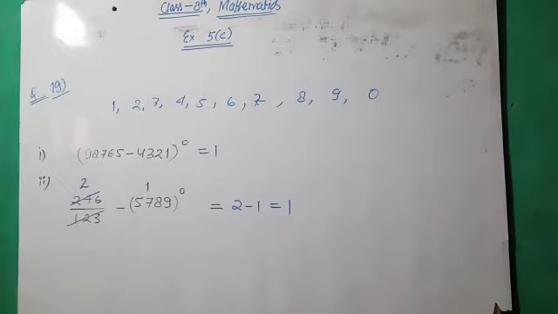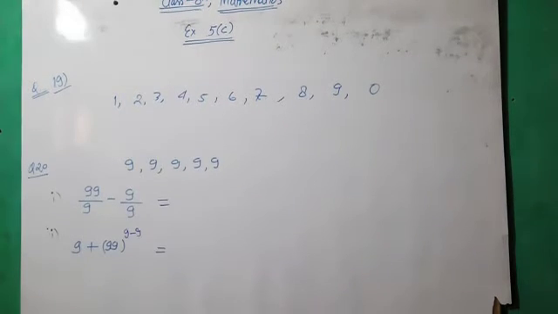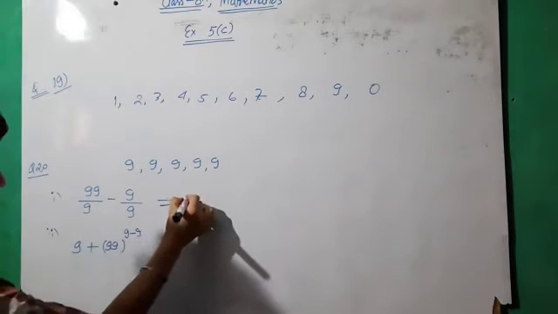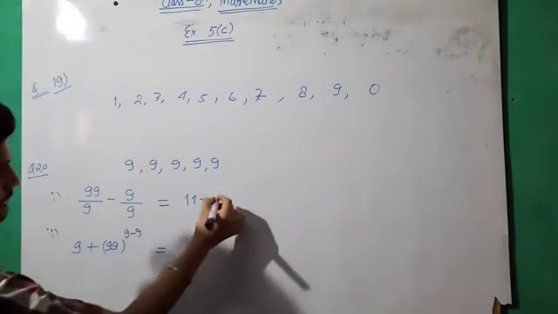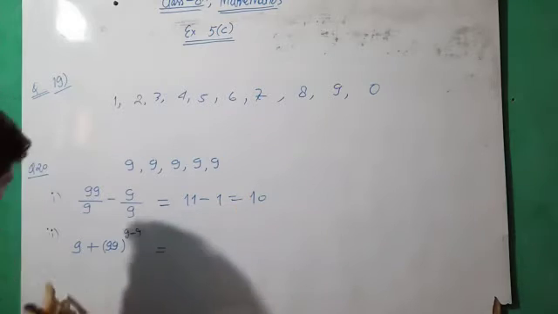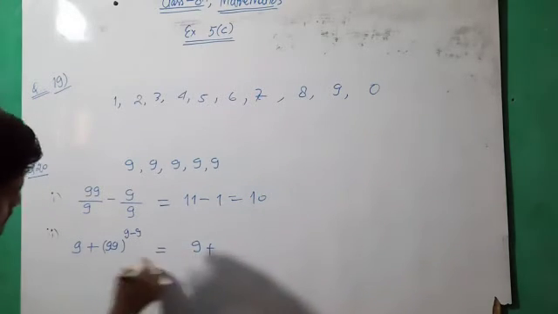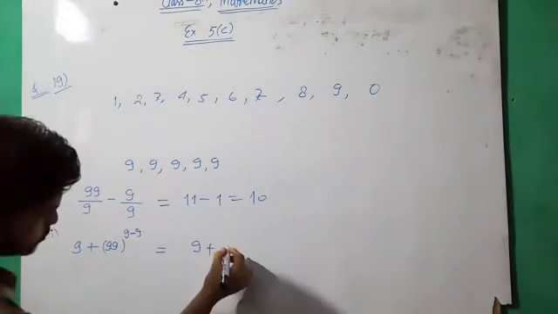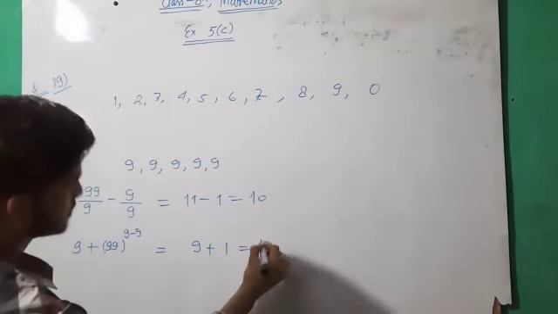Now question number 20. Write 10 with 5 nines. Do it in at least 2 ways. So these are the two methods. First one is 99 upon 9, that is 11, minus 9 upon 9, which is 1, so the answer is 10. Second one is 9 plus 9 to the power 0, so the power 0 is 1, so 9 plus 1 is 10.